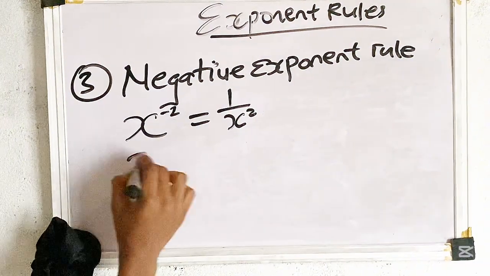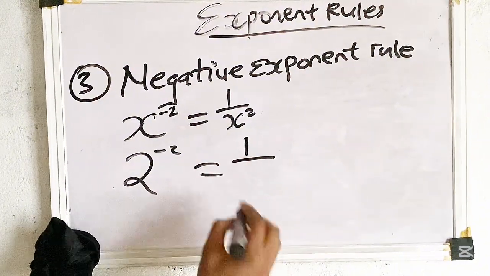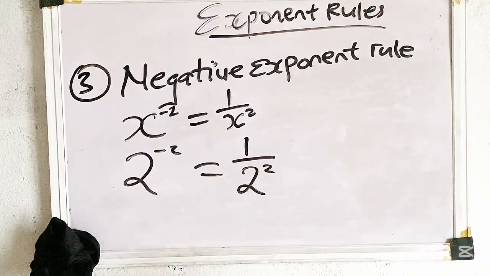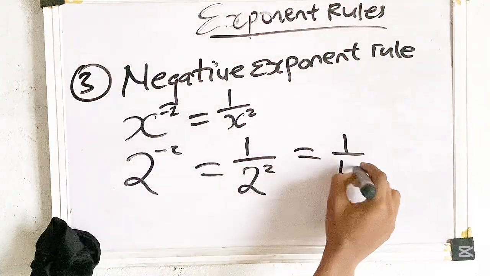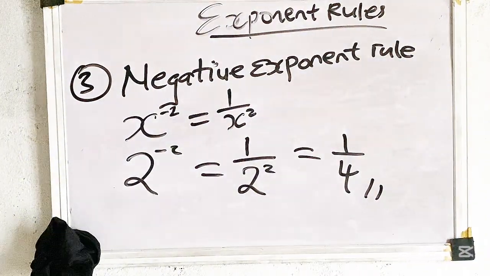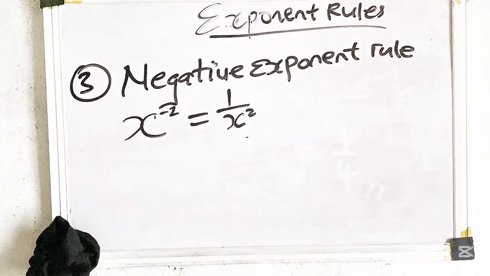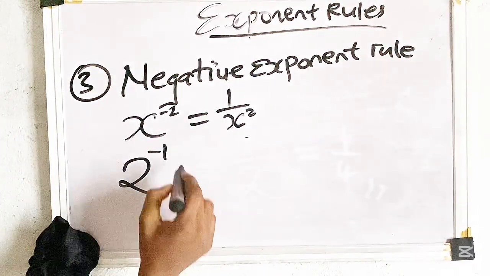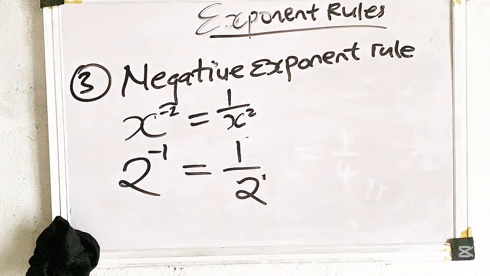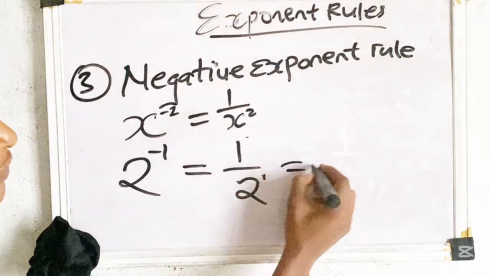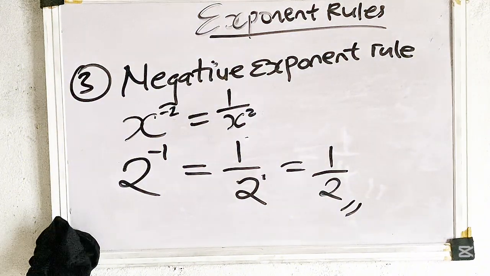A question like 2 raised to the power of minus 2 is equal to 1 over 2 raised to the power of 2. Because of the negative sign, you have to turn it into a fraction. 1 over 4. This becomes our answer. Or maybe you have a question like 2 raised to the power of minus 1, which is equal to 1 over 2. You can decide to put the 1, you can decide not to put the 1. So it's actually the same thing, guys.